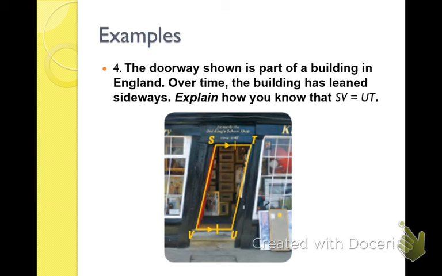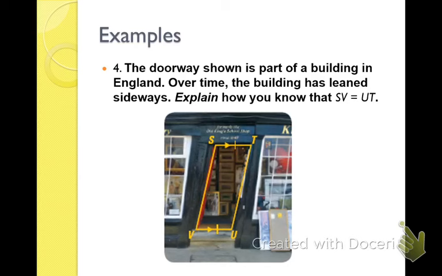Okay, here's an example. The doorway shown is part of a building in England. Over time, the building has leaned sideways. Explain how you know that SV is congruent to UT. There are 2 steps. You have to come to a conclusion first, and then from that conclusion, you would know those 2 sides are congruent. What do we know about the doorway as marked?